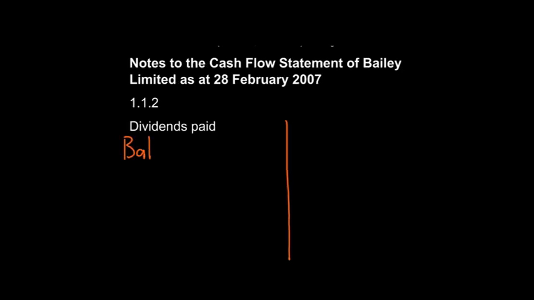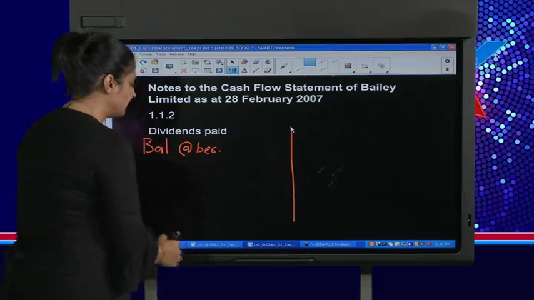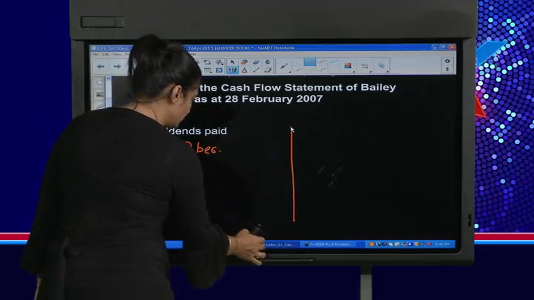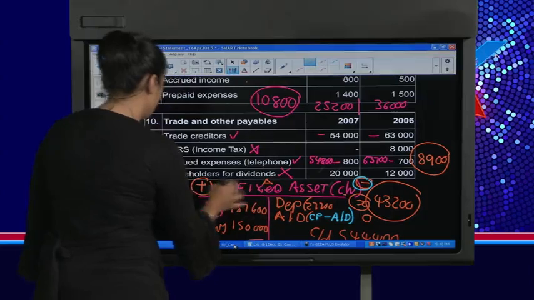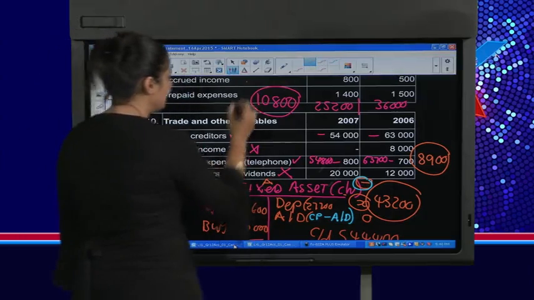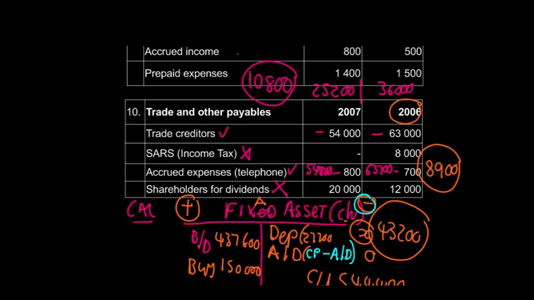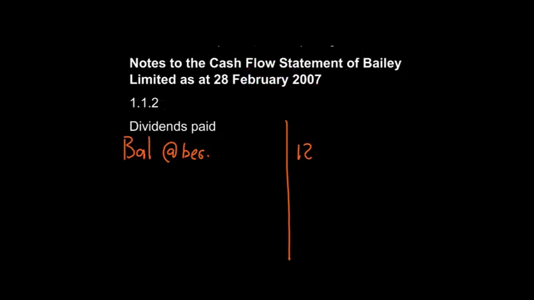We're going to start off looking at an actual note. So a lot of you prefer to do note number 3, which is dividends paid. We're going to start off with balance at the beginning of the year. So in other words, how much were we owing our shareholders at the beginning of the financial year? So if we now go to our information, okay, wrong one, there we go. Right, so at the beginning of the year, remember again, 2006 represents the beginning of the financial year. Shareholders for dividends, the business was owing their shareholders 12,000. So let's fill that amount in. At the beginning of the year, the company owed their shareholders 12,000.